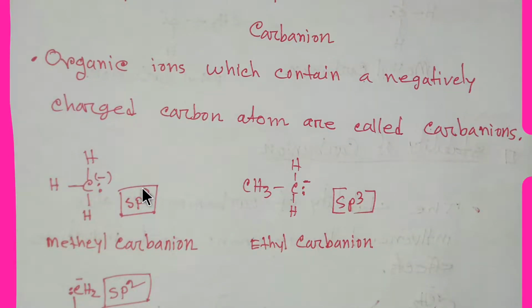Okay. Now I am going to give you some specific examples. This is methyl, METHYL. Here you have to delete the E, this is my mistake. Methyl carbon ion, and this is ethyl carbon ion. In methyl carbon ion, carbon is sp3 hybridized, and in ethyl carbon ion, this carbon is sp3 hybridized, right?